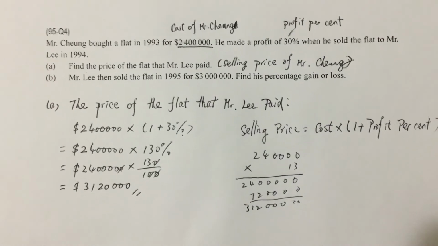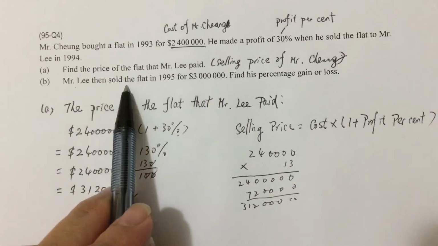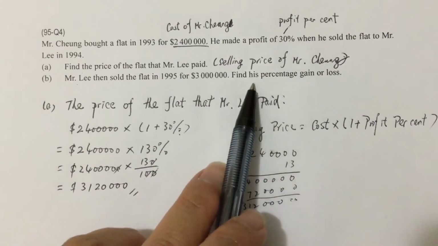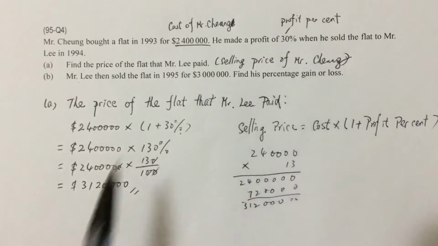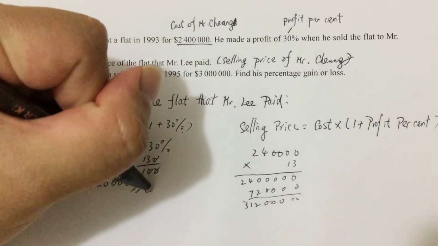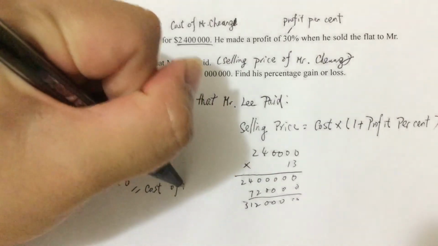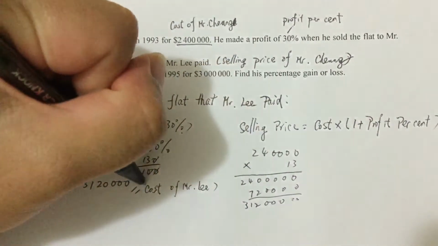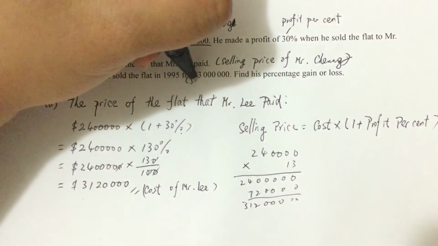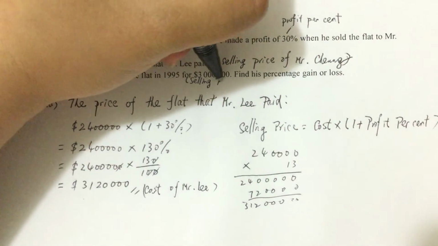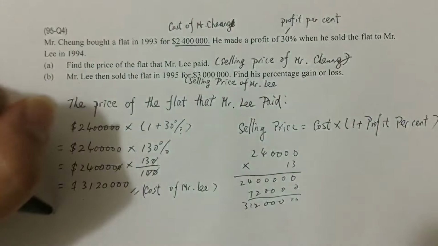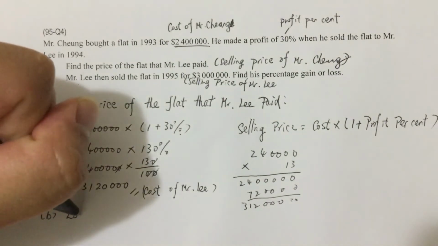And for part B, Mr. Lee then sold the flat in 1995 for $3 million. Find his percentage gain or loss. Obviously you can see that for part A, this one is the cost of Mr. Lee, and it is bigger than the selling price of Mr. Lee. So obviously this is the percentage loss, or you can calculate the loss percent.